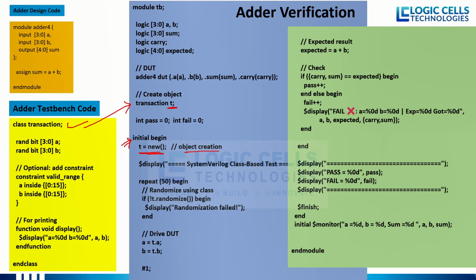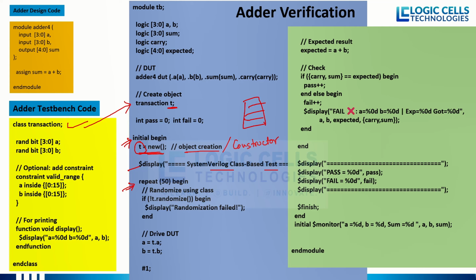Okay? Under initial begin you can see T is equal to new. This is object creation, means new is a constructor. Means we are calling the constructor to construct object T. This will allocate some memory. Then we are displaying that SystemVerilog class based test is executing. We are repeating for 50 times.